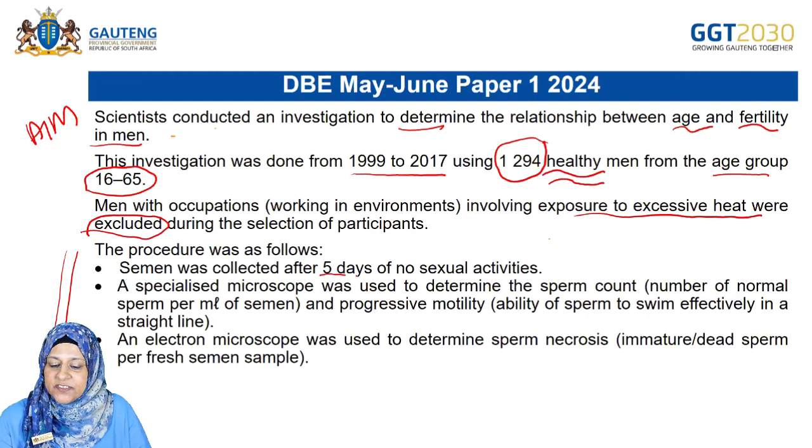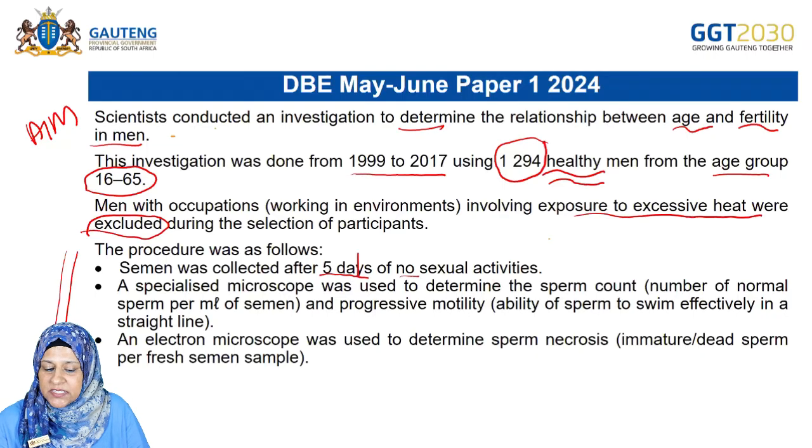Semen was collected after 5 days of no sexual activity. A specialized microscope was used to determine the sperm count, or the number of normal sperm per milliliter of semen, and progressive motility, the ability of sperm to swim effectively in a straight line. An electron microscope was used to determine the sperm necrosis, that means the immature or dead sperm per fresh semen sample. Remember that sperm is found in semen. Okay, semen is made up of various fluids from the accessory glands.